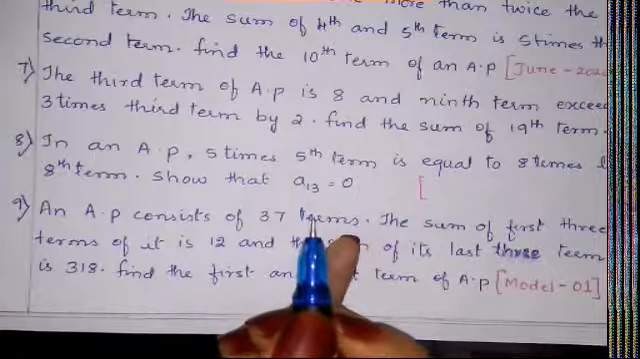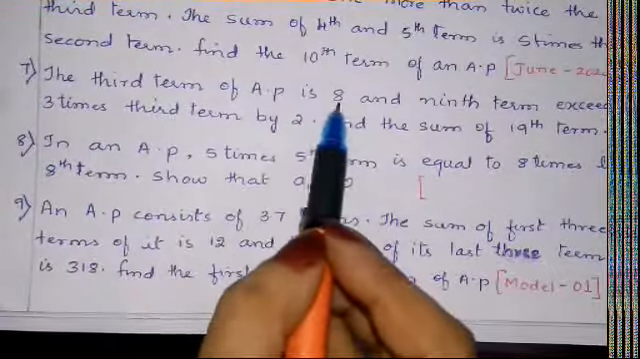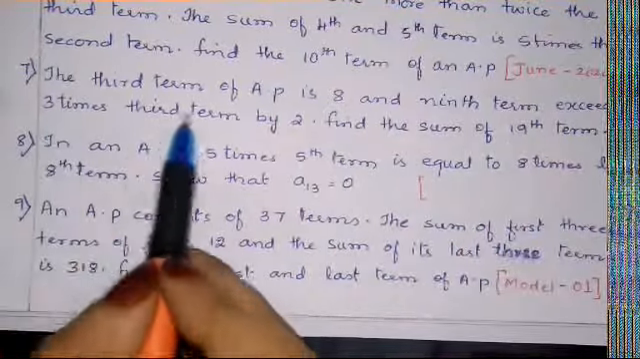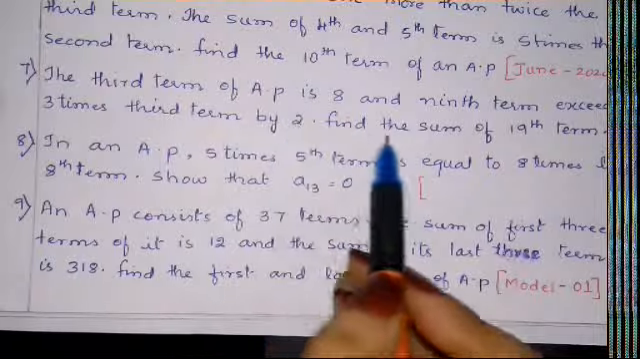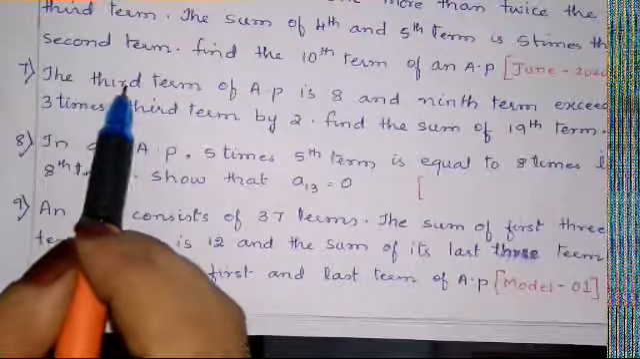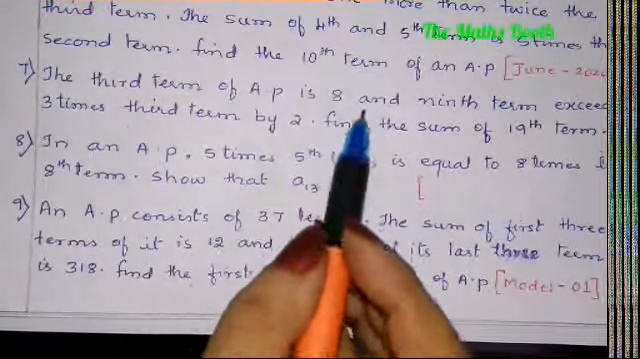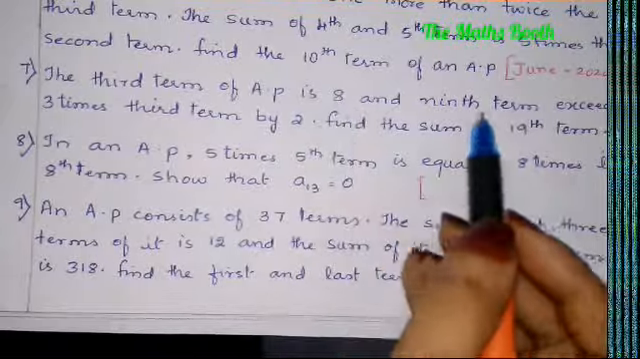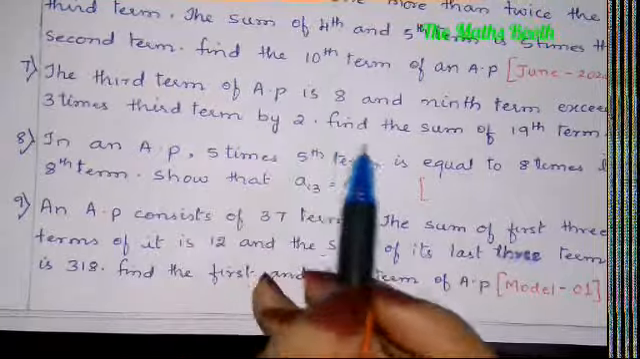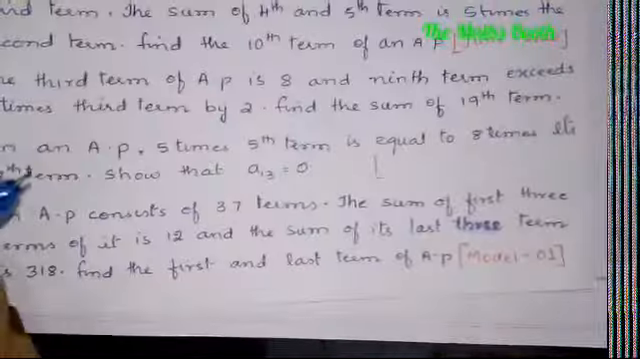Question number 7: the third term of an AP is 8 and the ninth term exceeds 3 times the third term by 2. Find the sum of 19 terms. What they have told here: the third term is given as 8, and the ninth term exceeds 3 times the third term by 2. Find the sum of 19 terms. Okay, let us find now.